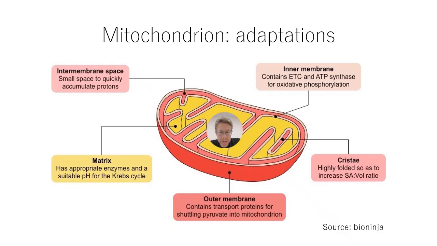The outer membrane, you can see it has transport proteins, so it can bring in what's called pyruvate, the product of the first step of cell respiration, which happens in the cytoplasm, into the matrix. And the matrix has all the enzymes and the correct pH for those enzymes to function, making the Krebs cycle, also called the citric acid cycle, possible. And lastly, that intermembrane space is small in volume, which allows protons or hydrogen ions, same thing, to accumulate quickly, making them more effective.